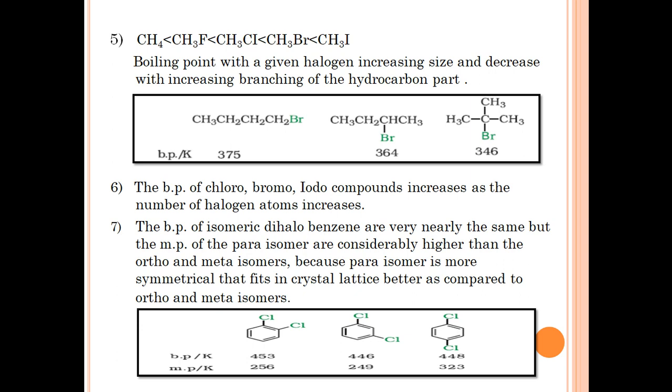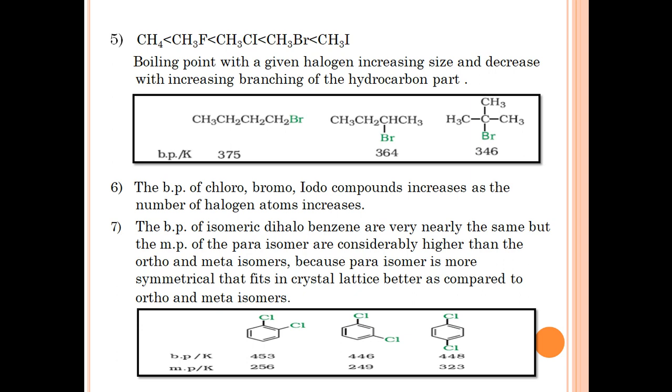The boiling points of isomeric dihalobenzenes are very nearly the same, but the melting point of the para isomer is considerably higher. On this property, the question arises in the board exam, why do the para derivatives have a higher melting point in comparison to the ortho and meta compounds. Here the reason is that the meta and ortho compounds don't have symmetry in them, but the para isomer has symmetry. So the symmetrical molecule fits in the crystal lattice better as compared to the ortho and meta isomers.